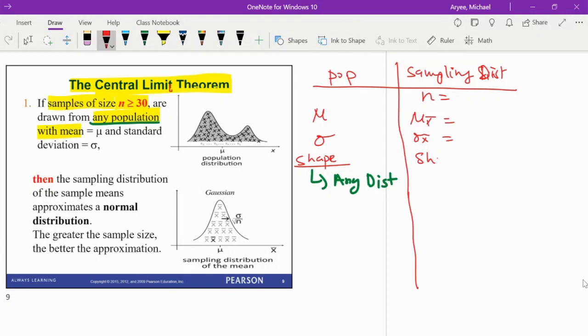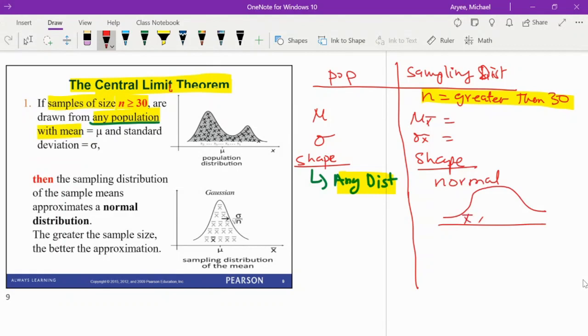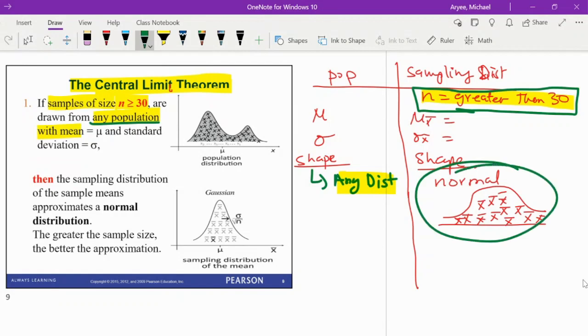Now it's saying that if your n is greater than or equal to 30, then irrespective of the shape of your distribution, the shape of the sampling distribution is going to be approximately normal. It's going to look normal. The shape of your x bars when you put it into a distribution, as long as your n, each sample size, is greater than 30, the shape of your distribution will be normal. So that's what the central limit theorem says.